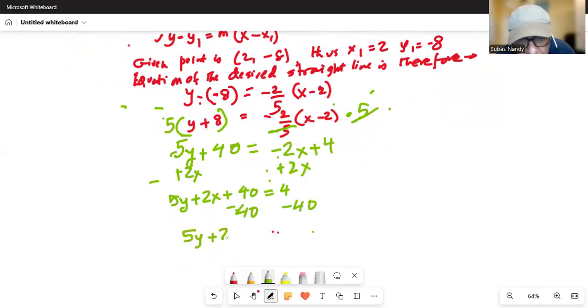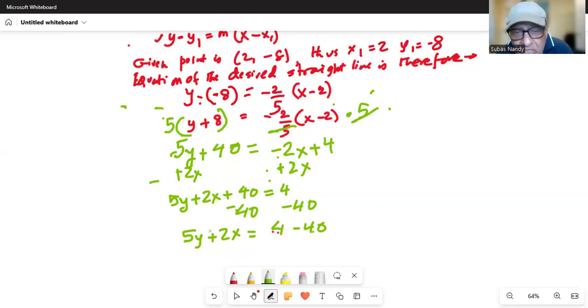5y plus 2x is equal to 4 minus 40. Look, you cannot subtract a small number 4 from a large number 40, right? You're right. You got it right, right? So you really have to do the opposite. Subtract 4, a small number, from the large number 40.